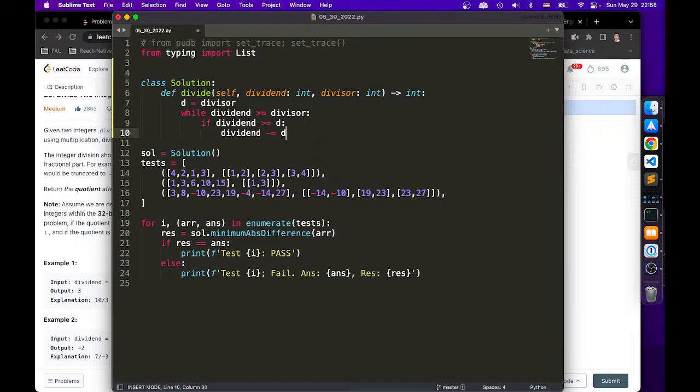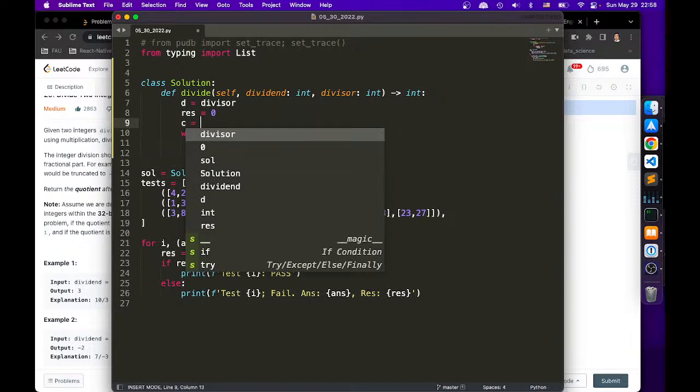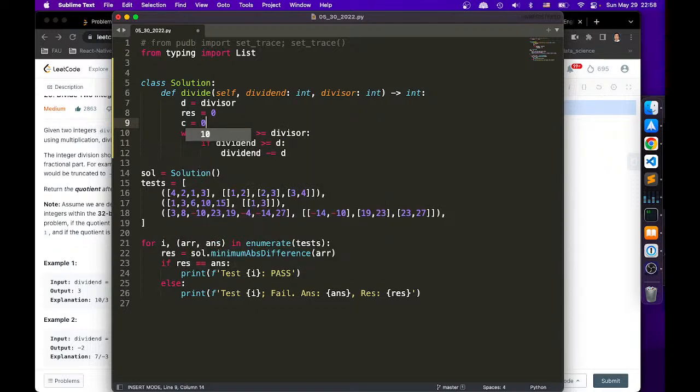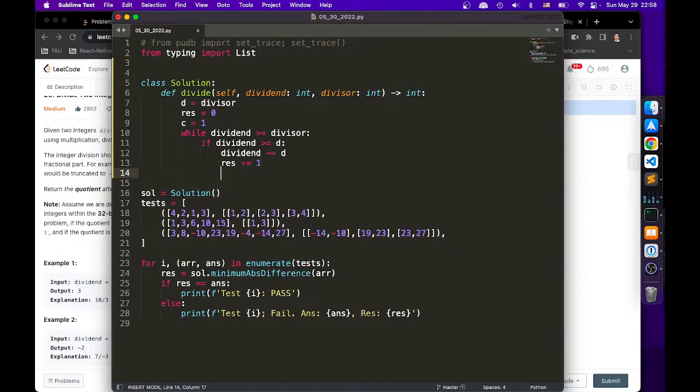And we need a res, right? Res equals 0, and we need a count equals 0. Wow, count actually equals 1. So this res plus equal 1. Okay. Now res is always plus equal to C. Hold on, so this minus D and then D double, okay? So res plus equal to C, always.